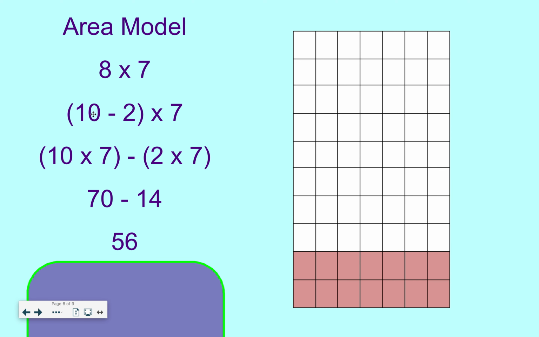So again, symbolically, here's what that would look like. The 8, instead, I'm going to think of it as 10 minus 2. So I think of 10 times 7 is 70. I take away those 2 red groups, these 2 rows that are red. 2 times 7 is 14. 70 minus 14 is 56.